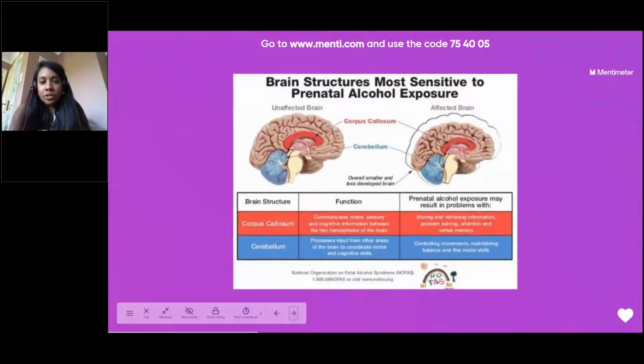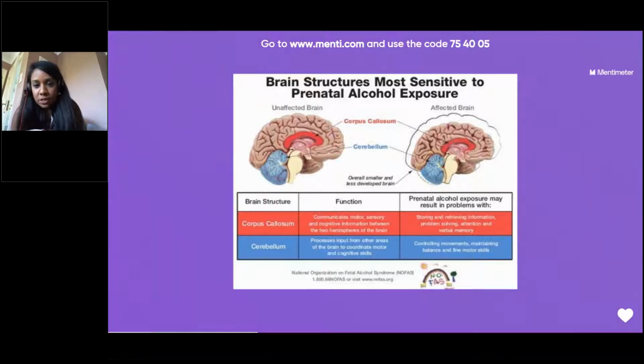So this is just a diagram to show the brain structures which are most sensitive to prenatal alcohol exposure. One area is the corpus callosum. We know that it communicates motor, sensory, and cognitive information between the two hemispheres of the brain. So if you can imagine, when this becomes affected by alcohol, that can lead to storing and retrieving information problems, difficulties with problem solving, and difficulties with attention and verbal memory. And so that's what we see when children present to us.